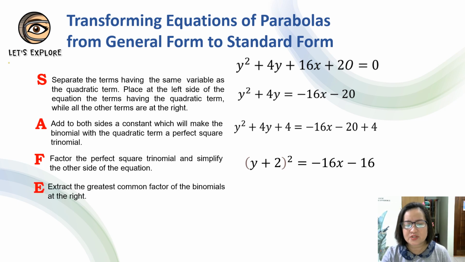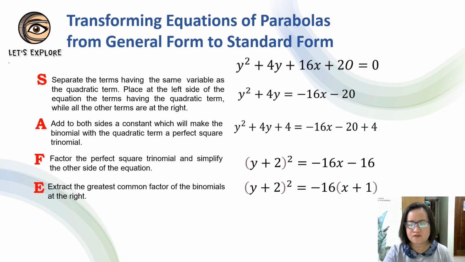The last step is to extract the greatest common factor of the binomials at the right. We note that negative 16 is common to the two terms. Extracting negative 16 from negative 16x, we will get x, while negative 16 divided by negative 16, we will get 1. So, the standard form of the given equation is the square of (y + 2) equals negative 16 times the quantity (x + 1).